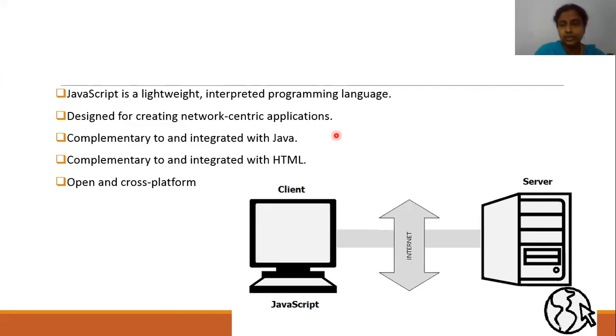So some of the characteristics of JavaScript: it is a lightweight interpreted programming language designed for network-centric applications. Network-centric means web-based applications. We mainly prefer to use it with HTML, XHTML, DHTML, and other applications. JavaScript is complementary and integrated with Java.